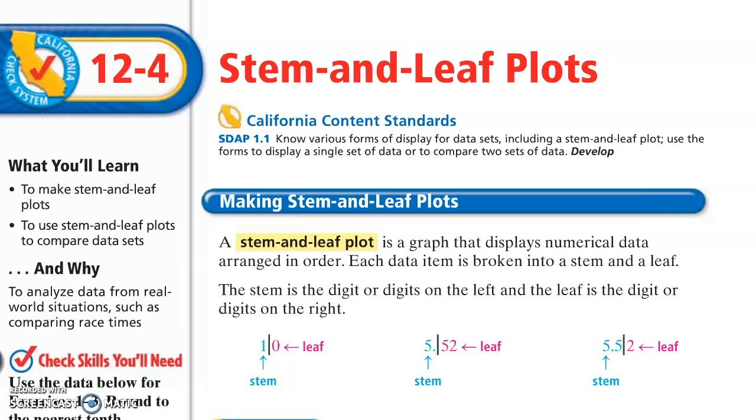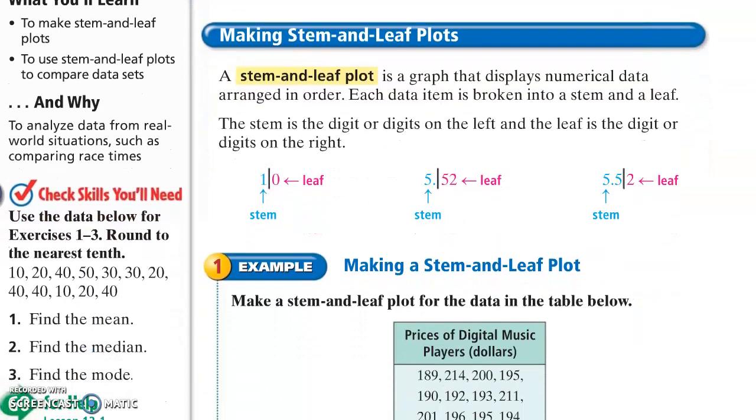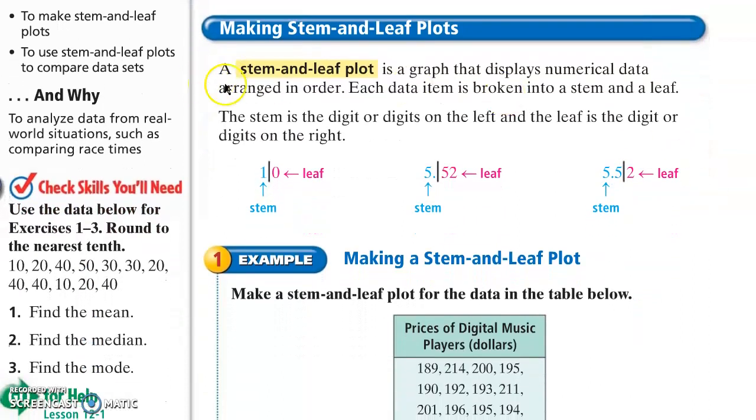As your teacher, Mr. Lopez, coming at you with another lesson from Chapter 12, Lesson 4 on stem and leaf plots. Stem and leaf plots are a different way to organize data, but it's pretty easy to understand. So a stem and leaf plot is a graph that displays numerical data, so dealing with numbers only, arranged in order. Each data item is broken into two parts, either a stem or a leaf.